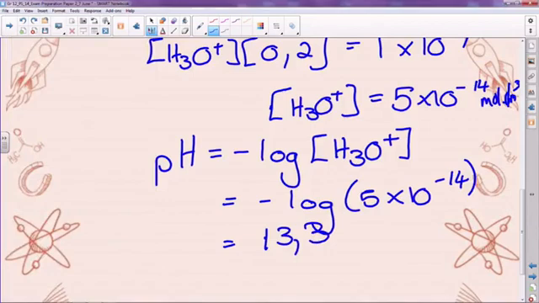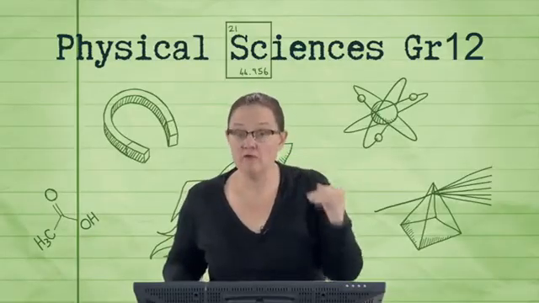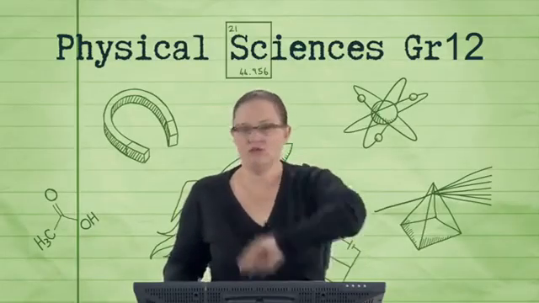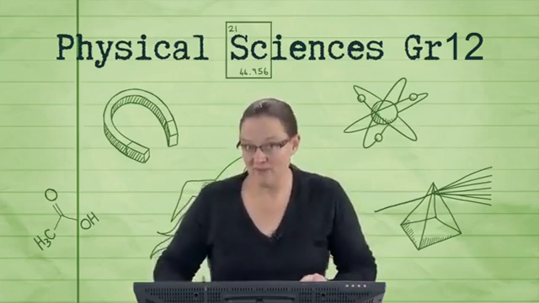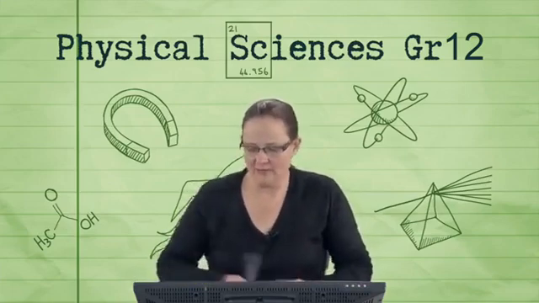So we have 13,3. Now it's a base, it's potassium hydroxide. We expect a high number. Okay, it's one of the group 1 bases, hydroxides. It's a very strong base. 13,3, perfectly acceptable. Okay, work through it step by step. Okay, we did that very quick. Almost done for the day.